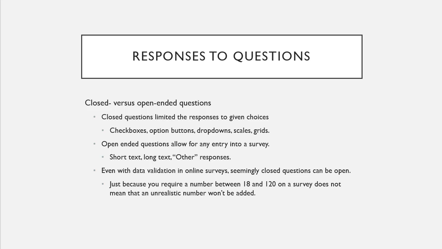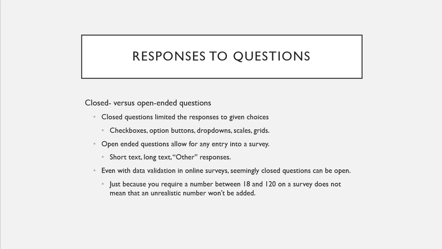Data validation is also something that comes into play with open-ended questions. So in Google, you can ask somebody to type in how old they are, and you can tell Google to only allow typed in responses that are numbers between 18 and let's say 100. And if they try to type in that they are 200 years old, Google will tell them, no, that's not one of the possible choices. Please try again.